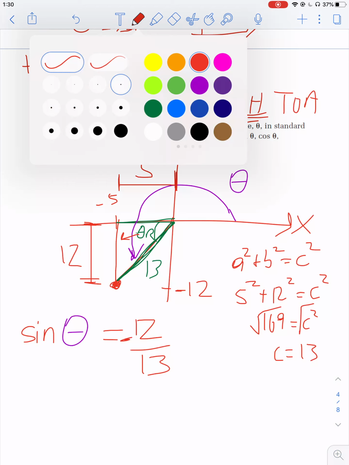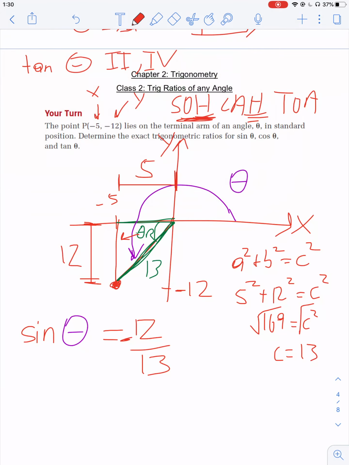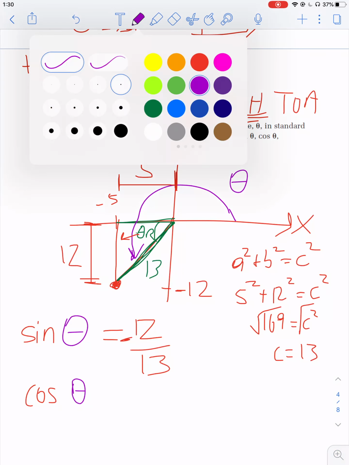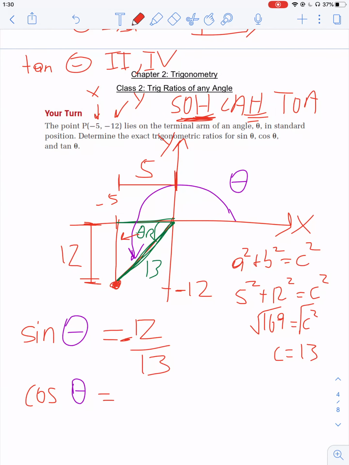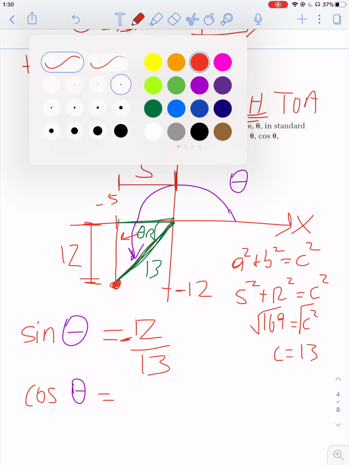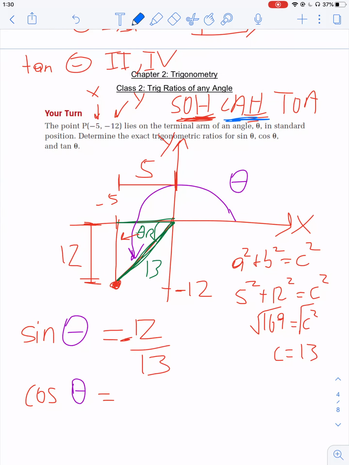Now let's do cos. So cos theta is equal to adjacent over hypotenuse, because, I'm going to highlight this, A is adjacent and H is hypotenuse. So my adjacent side to the reference angle is this, which is 5. So it's 5 over the hypotenuse, which is 13.